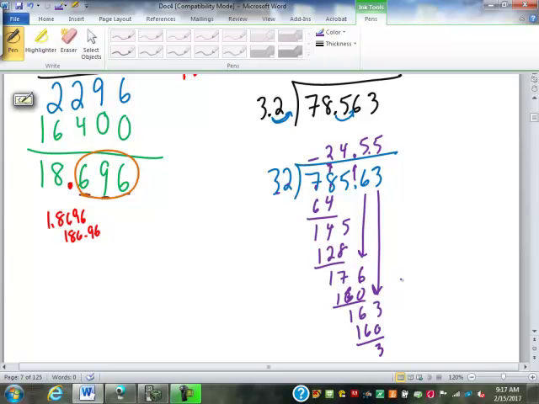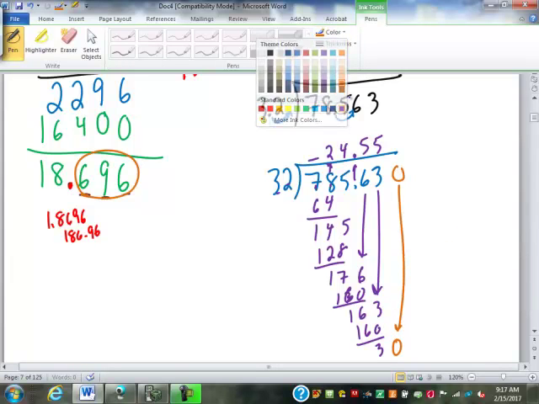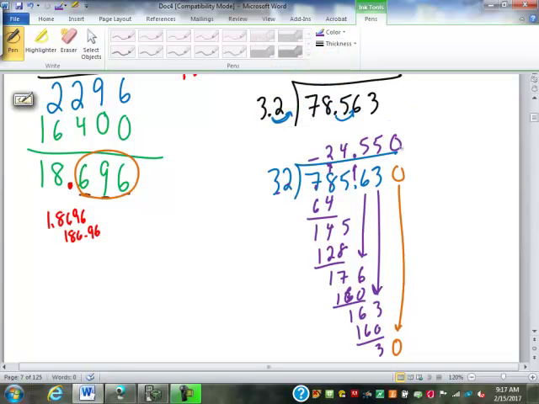Now let's say I tell you I want this answer to the nearest thousandth. What decimal place are we at right now? The hundredth. Well, I'm out of digits. How can I go any further? Add a 0. 32 goes into 30 0 times. Now that's the thousandths place. Does that mean I'm done? No. What do I have to do? You have to add 1 more. 32 goes into 300 9 times.